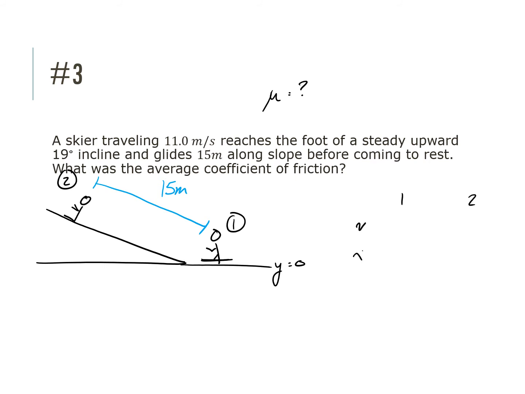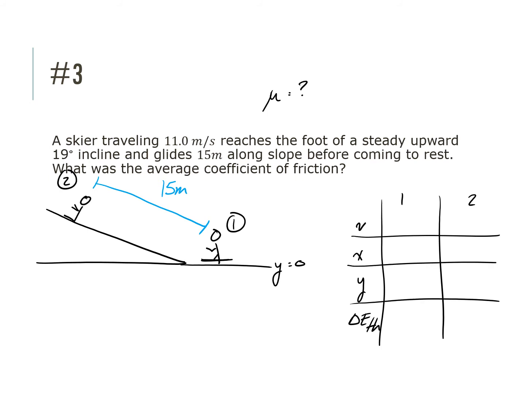So we have v, x, y. Do we have thermal energy? So we create our little table. Again, if you are comfortable not creating this table, you don't have to. I know it benefits some students, so I'm going to continue using it. We are moving 11 meters per second at point 1, and this is our at rest at point 2, so we're going at 0. We have no elastic potential energy, there's no springs.